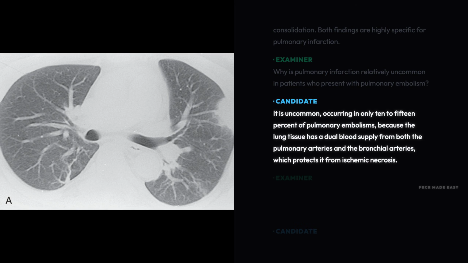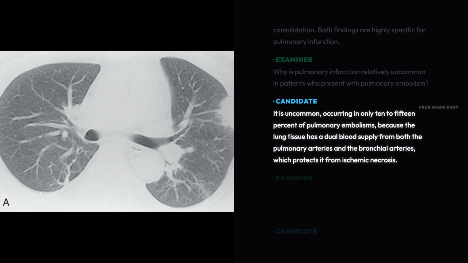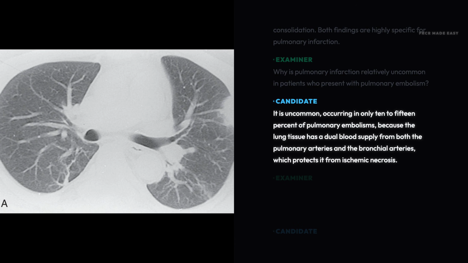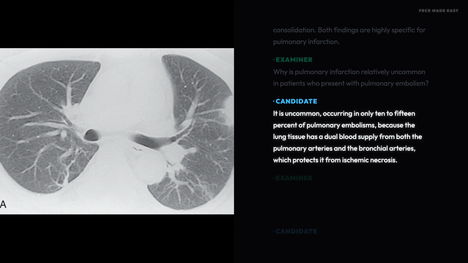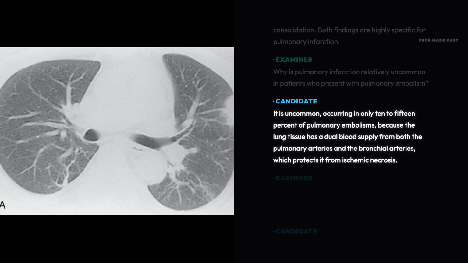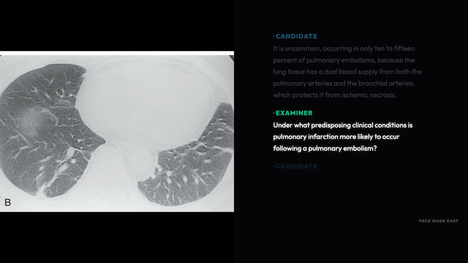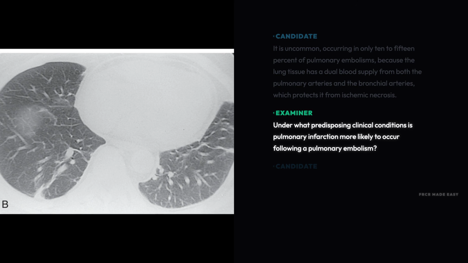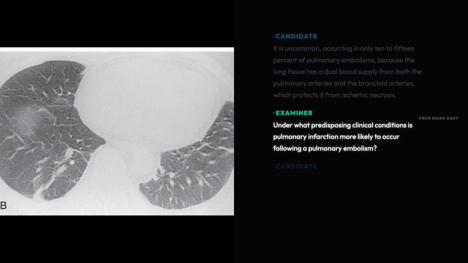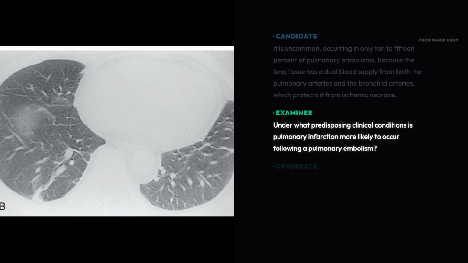It is uncommon, occurring in only 10 to 15% of pulmonary embolisms, because the lung tissue has a dual blood supply from both the pulmonary arteries and the bronchial arteries, which protects it from ischemic necrosis. Under what predisposing clinical conditions is pulmonary infarction more likely to occur following a pulmonary embolism?